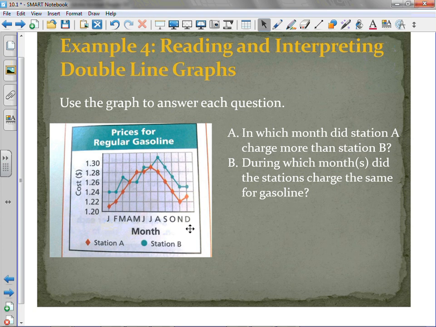First question. In which month did Station A charge more than Station B? So Station A is red, B is this teal color, so I want A to charge more than B. So I'm looking for instances where the red diamond is above the blue teal circle. I'm seeing 2 instances here. I'm seeing an M and a J. Some of you might have to go through the months, but the answer there is the second M, that's May, and the second J, they're tied, so it's just M for May.